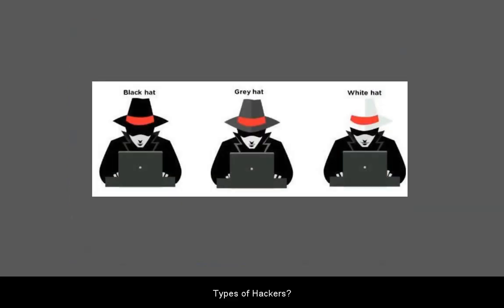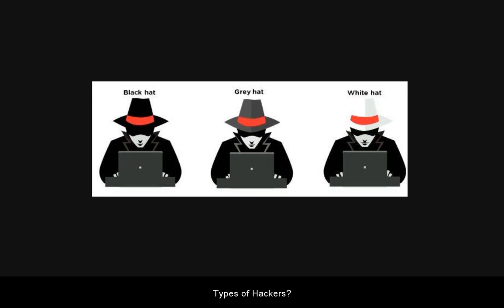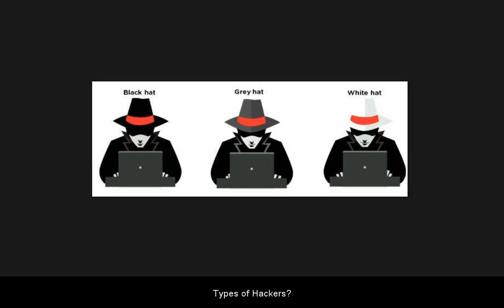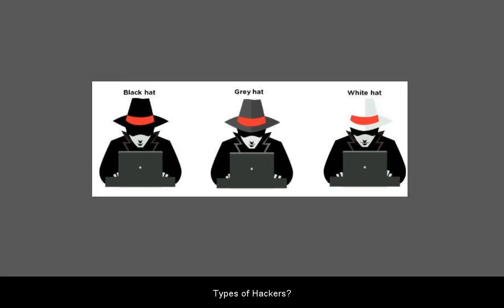So there are three main types of hackers available. The first one is the black hat hackers, the second one is the white hat hackers, and the third one is the gray hat hackers. So who are black hat hackers? Actually, these are the bad people who hack systems illegally in order to steal money or to achieve their own illegal goals. So these people are called black hat hackers.